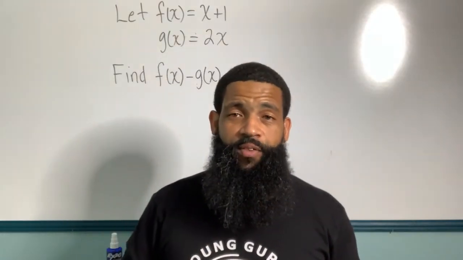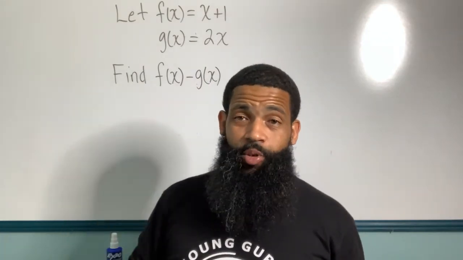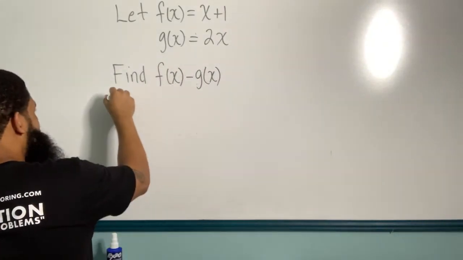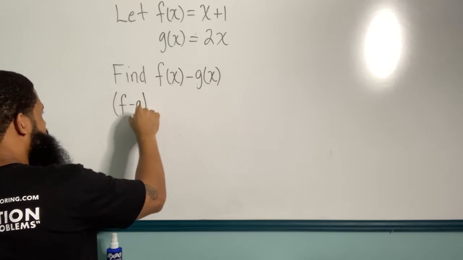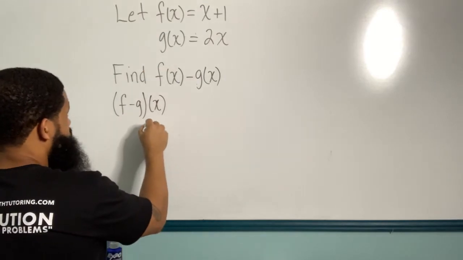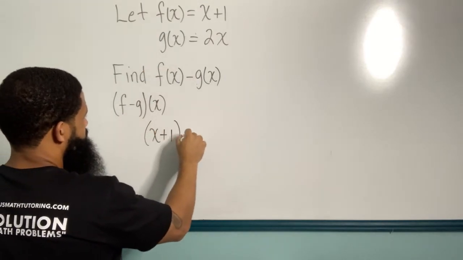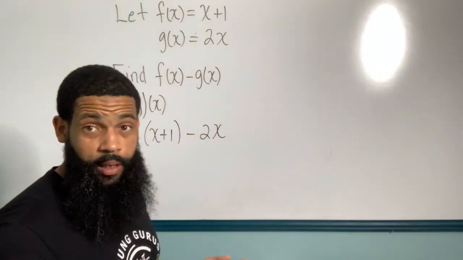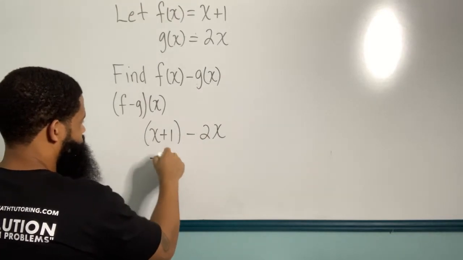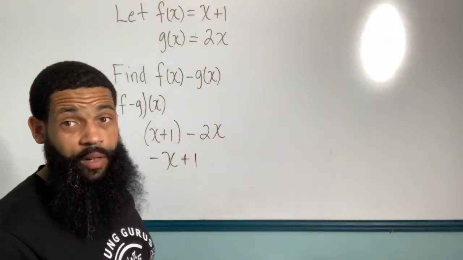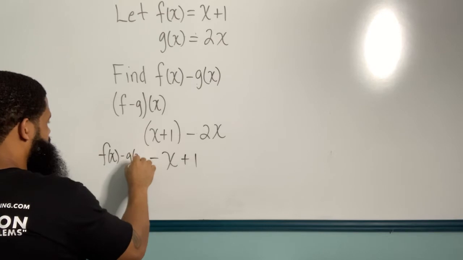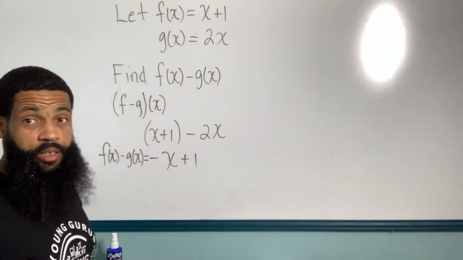Next, we want to find f of x minus g of x. We're still using the same 2 functions, f of x and g of x. And once again, it might look like this, f minus g of x, but it's the same thing. We're just going to take this function f of x, so we're going to say x plus 1 minus 2x. We're really just combining the like terms in this case. So x minus 2x is negative x, and then plus 1, because that 1 doesn't have a like term. So f of x minus g of x equals negative x plus 1.